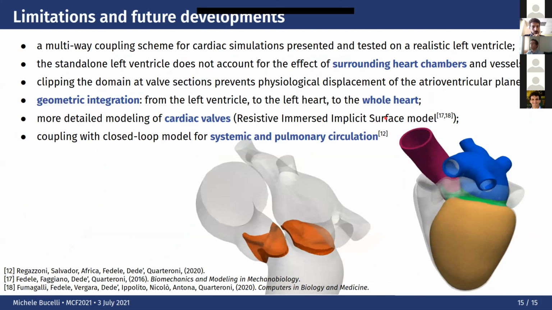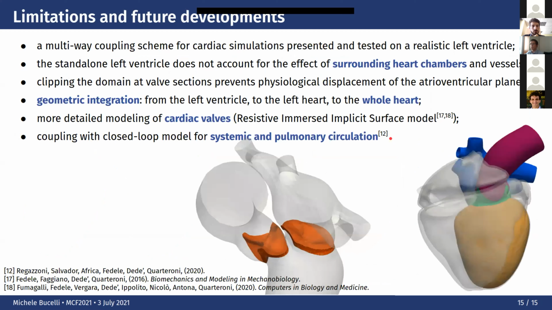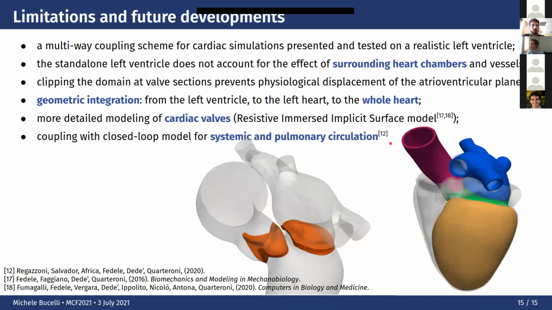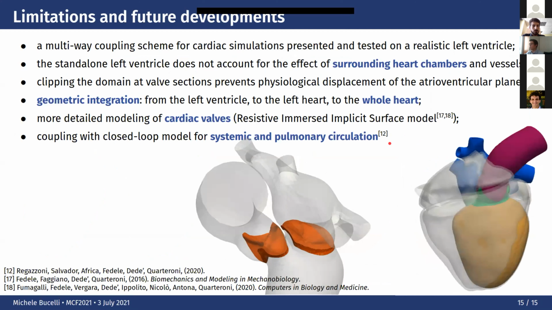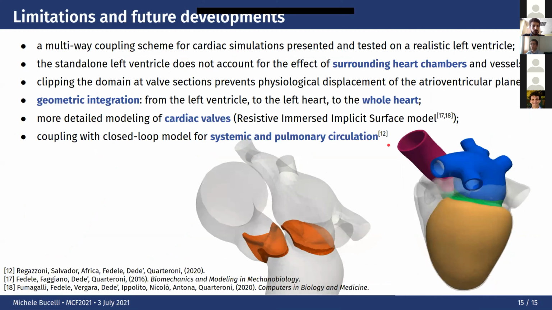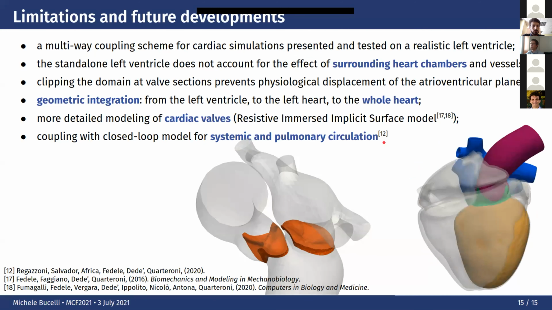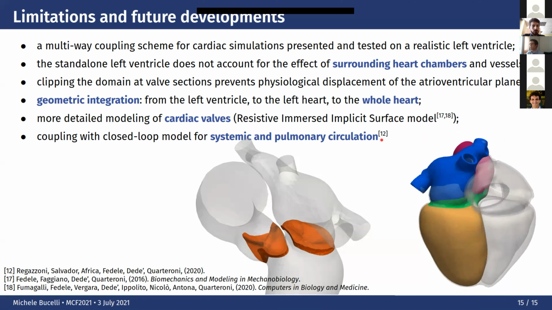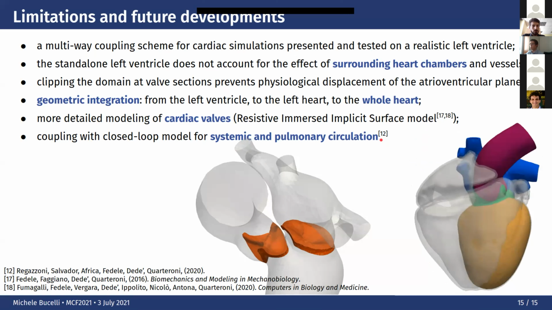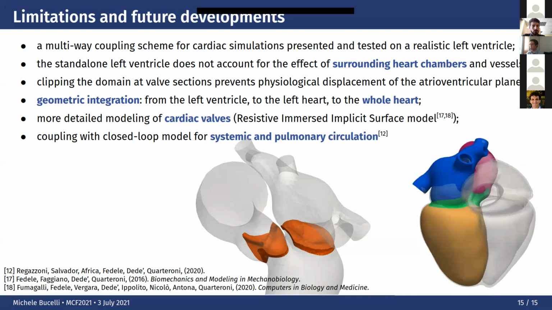So where do we go from here? What are the main points that still need to be tackled in our model? We have worked on establishing a mathematical and numerical framework for the coupling of all the different models that I presented. But what we lack is what we call geometric integration. So the possibility to incorporate in our model not only multiple physical phenomena, but also all the different chambers of the heart.